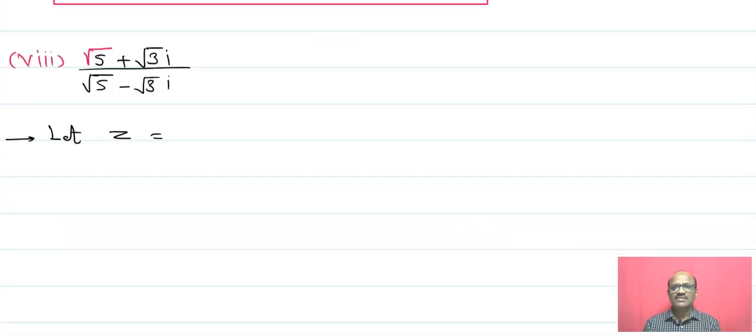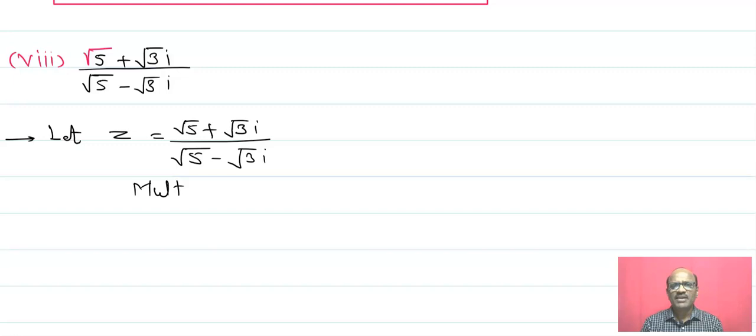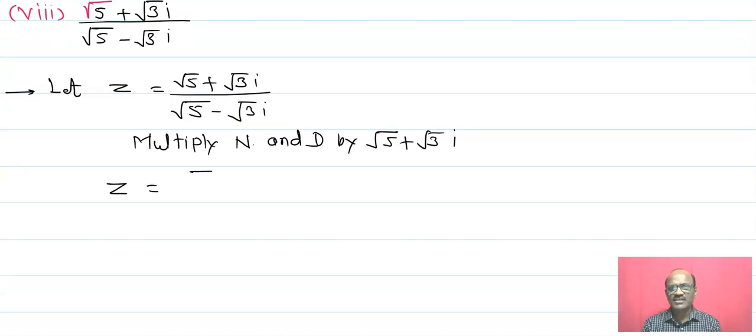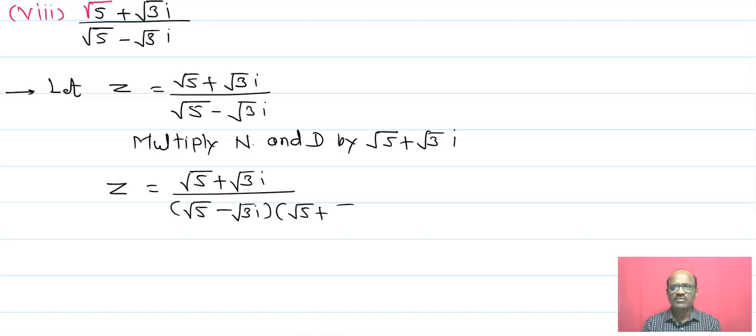Now next, z is (root 5 plus root 3 i) upon (root 5 minus root 3 i). Now multiply numerator and denominator by (root 5 plus root 3 i), n for numerator, d for denominator. Therefore z is equal to (root 5 plus root 3 i) upon (root 5 minus root 3 i) into (root 5 plus root 3 i).